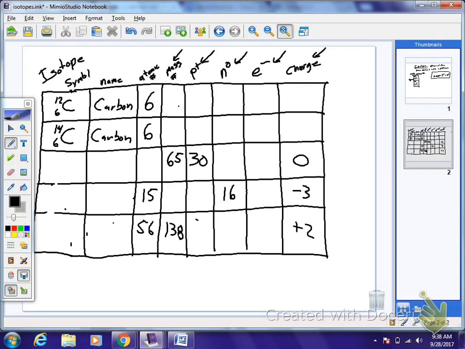See, the atomic number identifies the element. So both of these are isotopes of one another, but the atomic number identifies the element, and if it has 6 protons, it's always carbon. No matter how many neutrons, how many electrons it has, it's always carbon. The mass number, what would that be? 12 and 14.